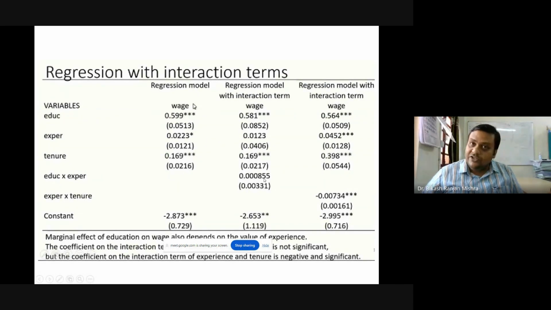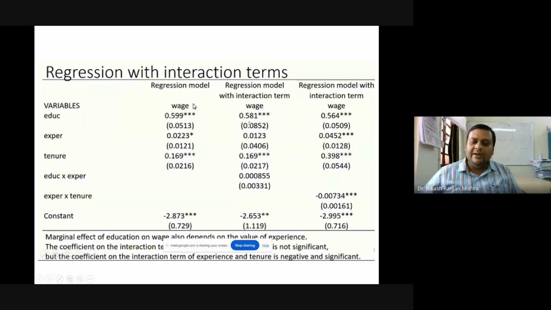Neither the interaction term is found to be significant, nor even the experience term, which was previously found to be significant, now loses its significance. So that does not necessarily mean that the interaction term is unimportant. It will give you an impression that education only affects your wage level, but experience, when it is interacted with education, is not going to affect your wage level. So that's why interaction term interpretation is also very important.